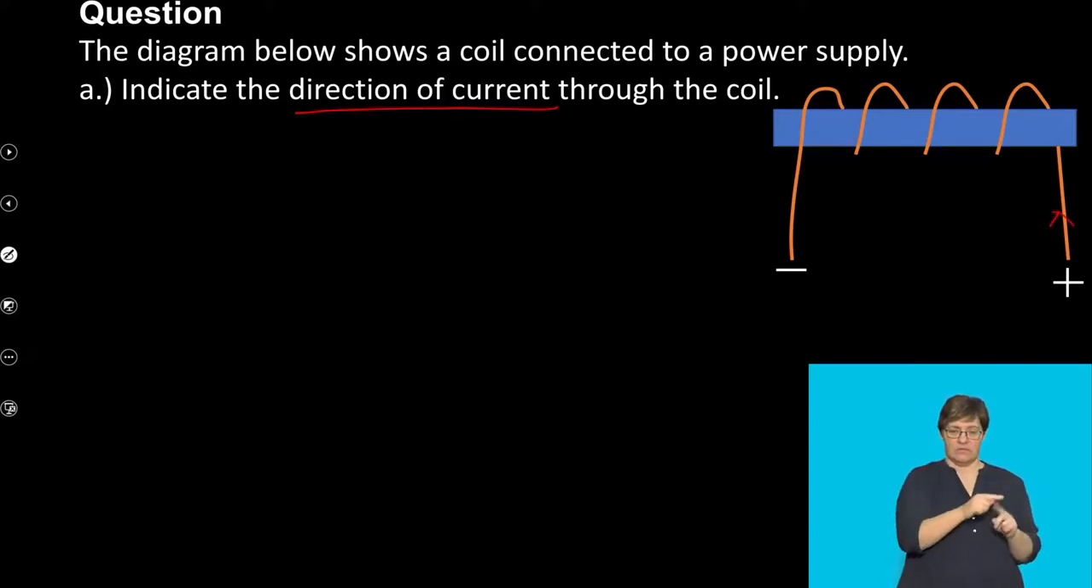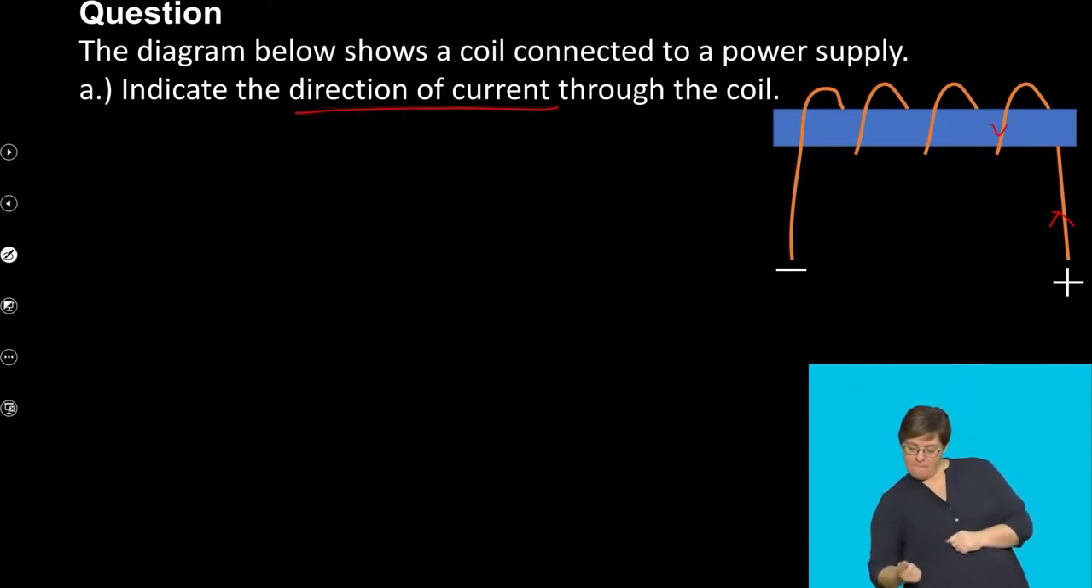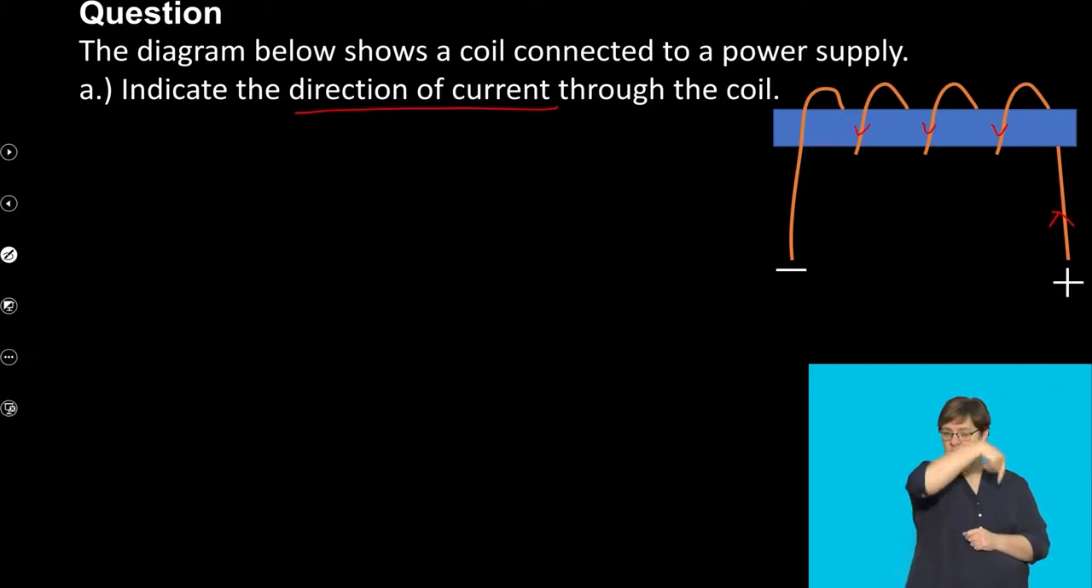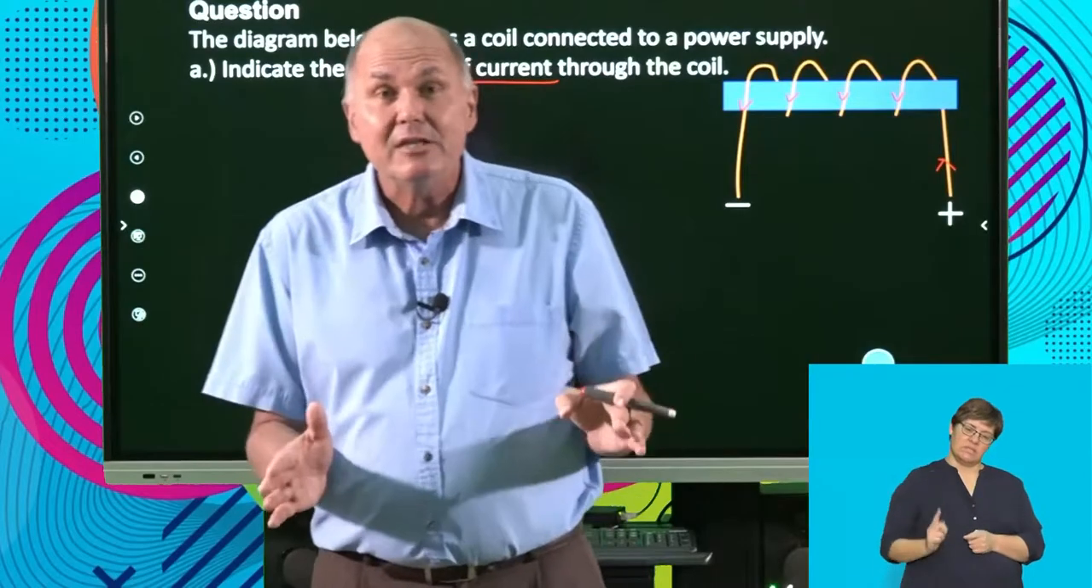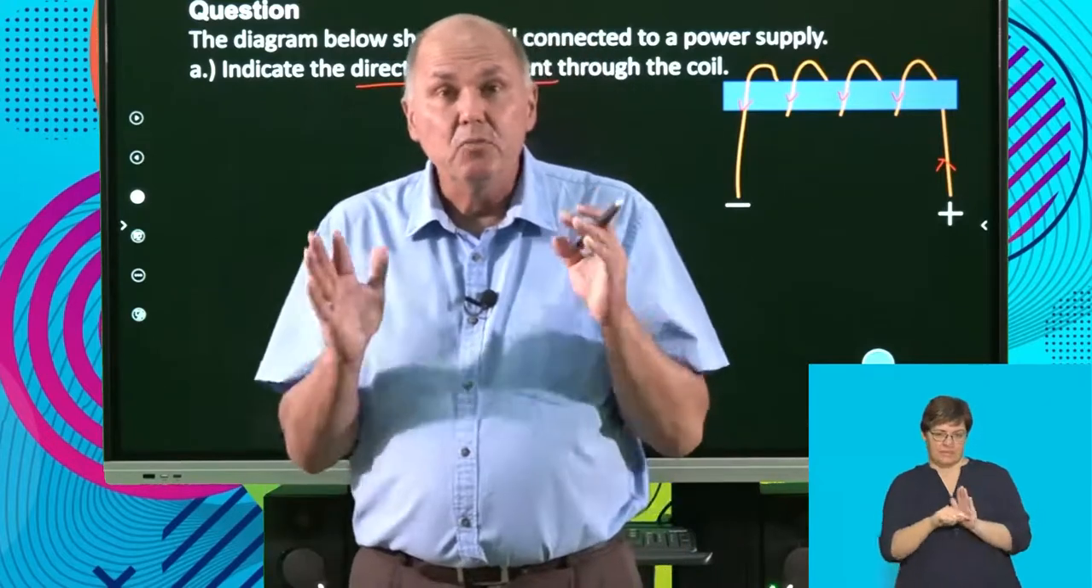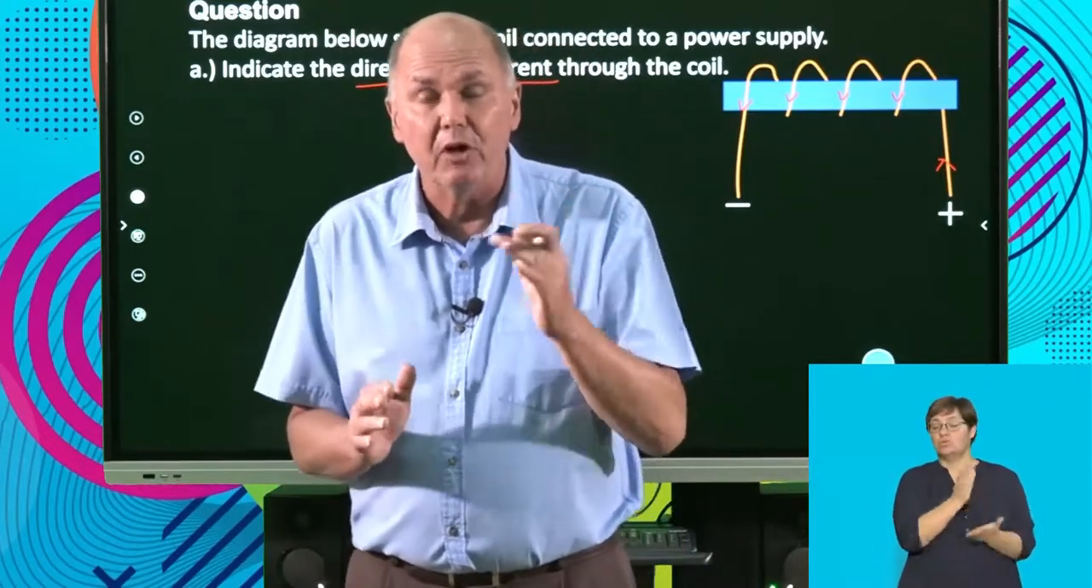It's going to go up behind that coil, and it's going to come down on this side, and come out at the negative. So there's the direction of current. Very easy to be able to work it, but you must make sure that you remember what conventional current is.